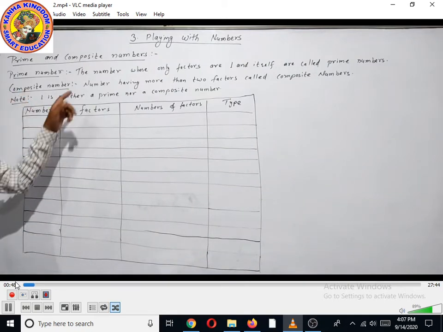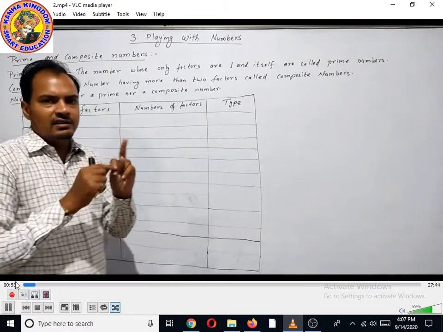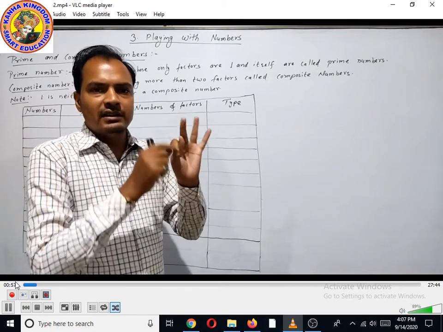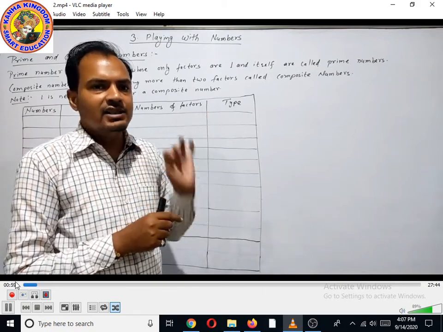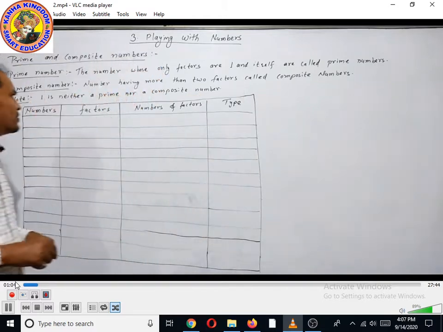Composite number: a number having more than two factors, 1, itself and any others. If 1, itself and any other numbers are factors, then this is called a composite number.